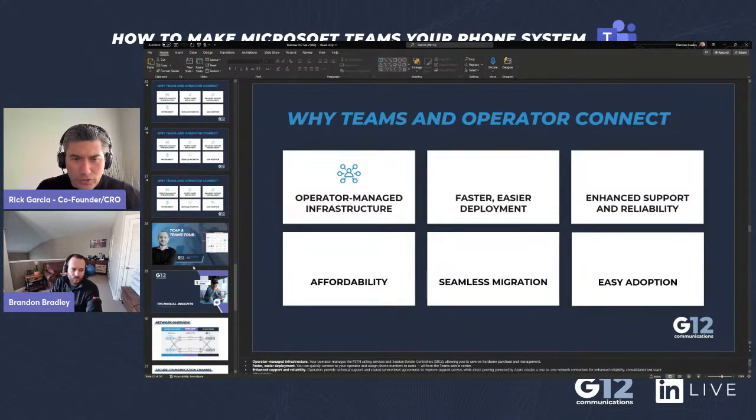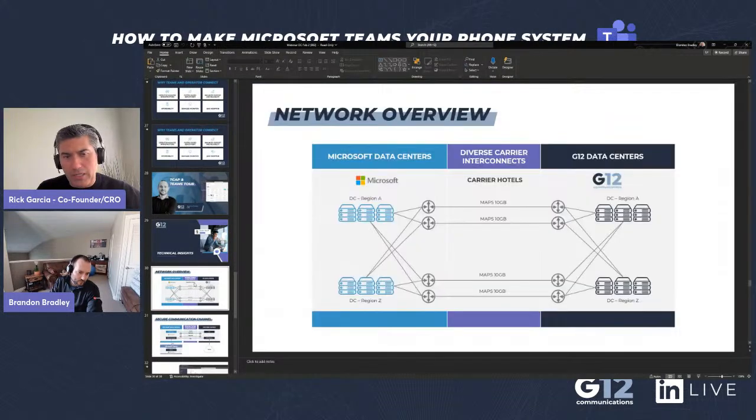Let's talk about the infrastructure real quick, Brandon. I know you've got a couple of slides here, and really let's talk about, for people that are out selling the service to organizations, meaning you're a CSP or an integrator or an IT partner, and you want to understand how this is really connected and why this makes a difference if you're an Operator Connect provider or not an Operator Connect provider. What does that infrastructure look like, Brandon?